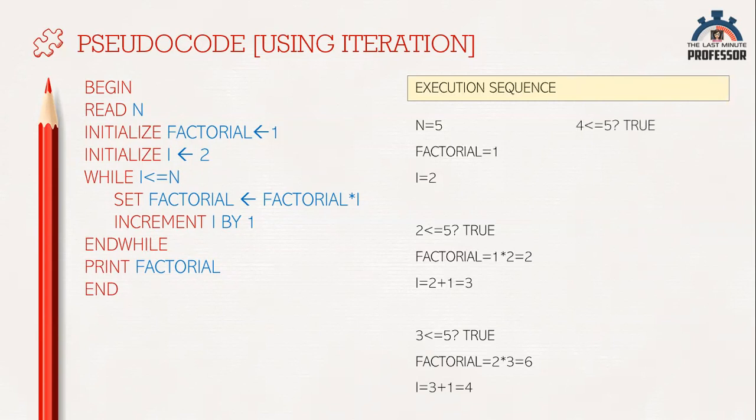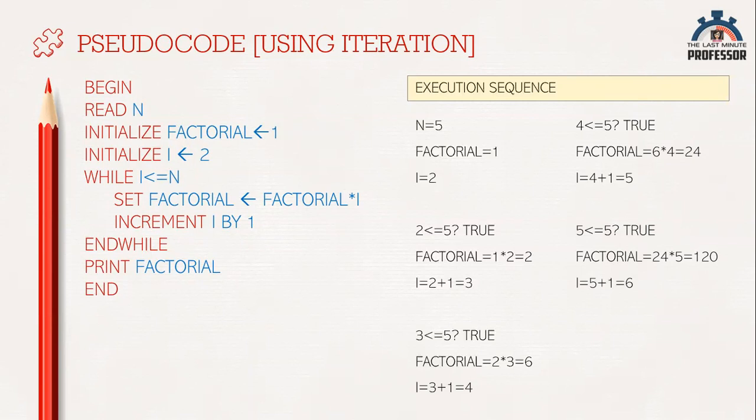Again the condition gets checked. Is the value of I less than or equal to n? Is 4 less than or equal to 5? True. So now again the two lines get executed. Factorial is equal to factorial into I, which is 6 into 4 is equal to 24. I value gets incremented and it becomes 5. Again the condition gets checked. Is the value of I less than or equal to n? That is 5 less than or equal to 5? True. So the two lines inside while loop get executed. Factorial is equal to factorial into I, that is 24 into 5, which is 120. Increment I by 1, that is I value becomes 6.